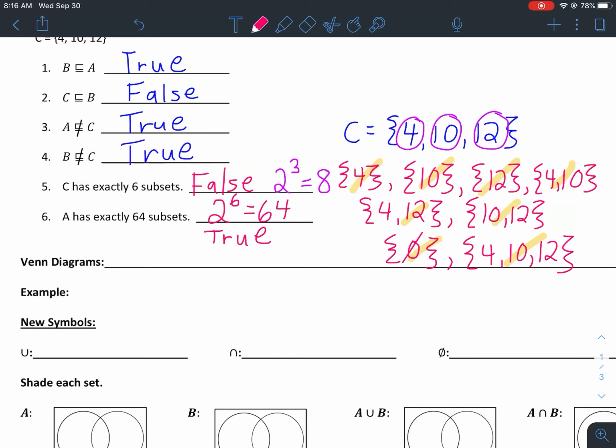Okay, so what are Venn diagrams? So Venn diagrams are a way to graphically, and sorry, I ran out of room because my subsets took up some of that room, represent data and set operations.